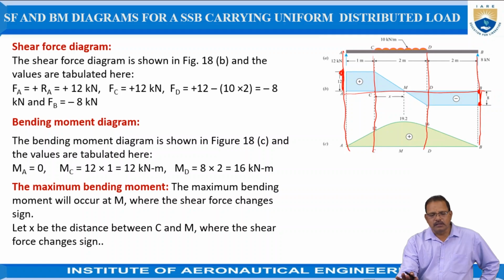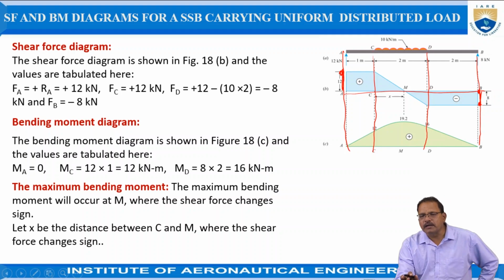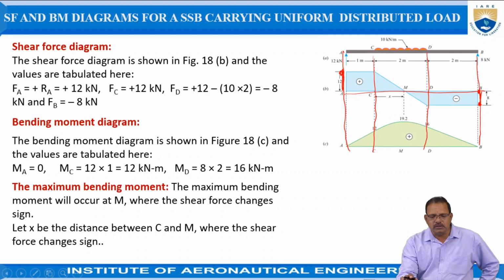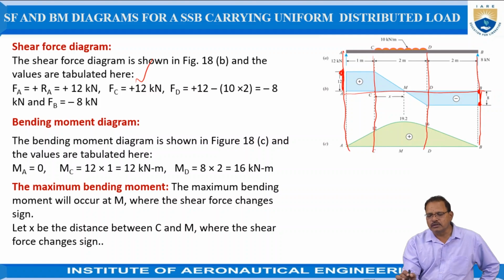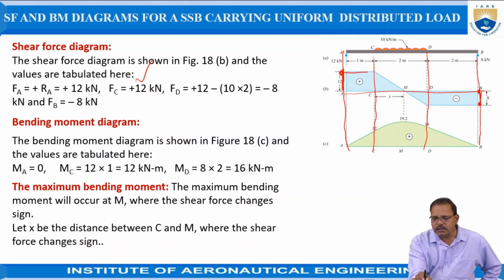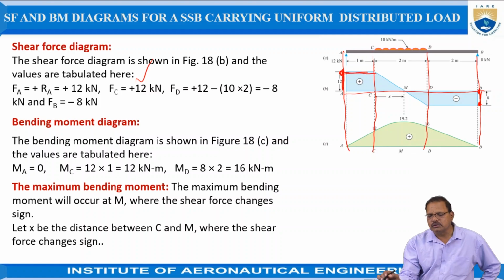Now we require the shear force at point C. Since there is no force acting between A and C, the shear force at C is equal to RA. RA, as we already determined, is equal to 12 kilonewtons. Hence FC is equal to 12 kilonewtons. Draw the 12 kilonewton horizontal line as shown in the figure.